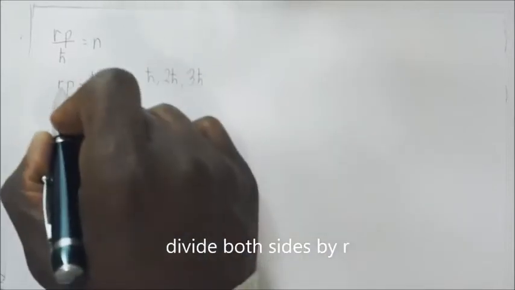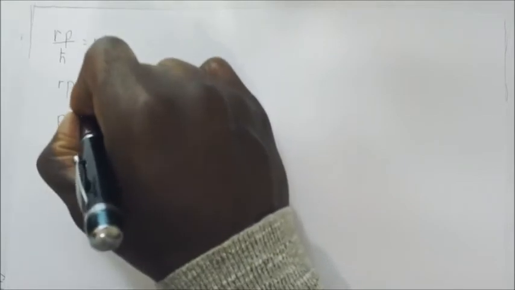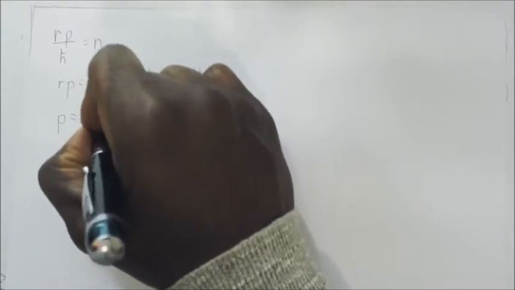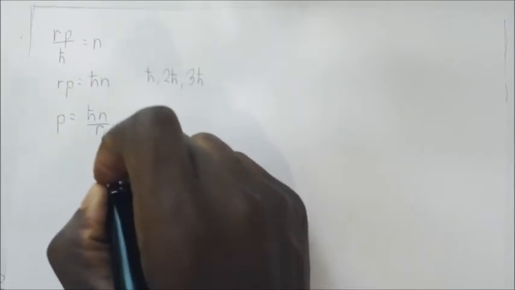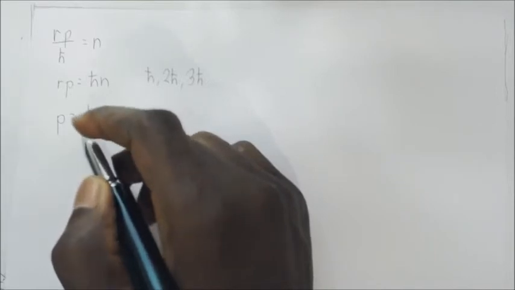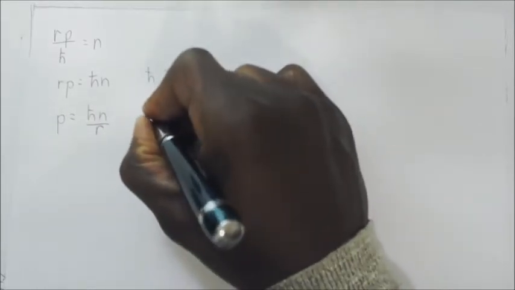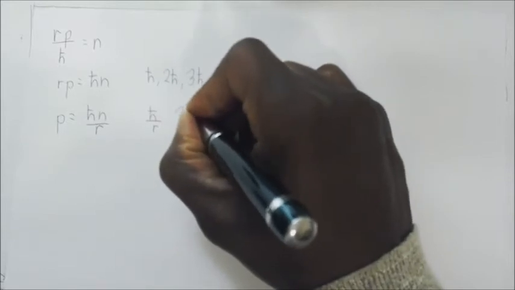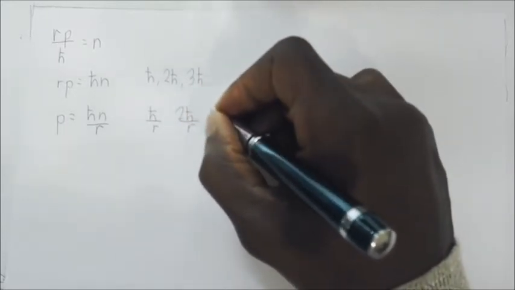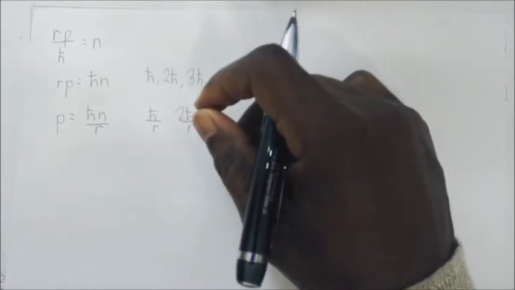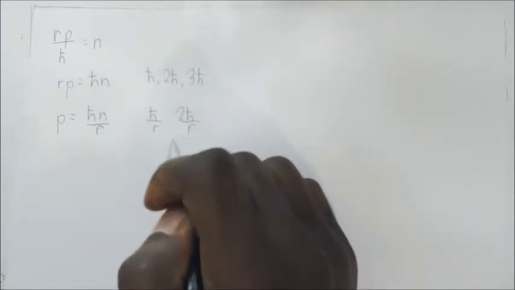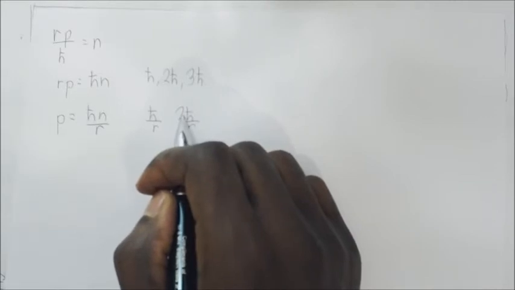Okay, now if we divide both sides by r, we get p is equal to h bar times n over r. And again, this is a linear momentum, and it means that this is also quantized because the values of the linear momentum we can get are h bar over r, 2h bar over r, etc. And since kinetic energy is equal to p squared over 2m, if p is quantized, that means the kinetic energy must be quantized.